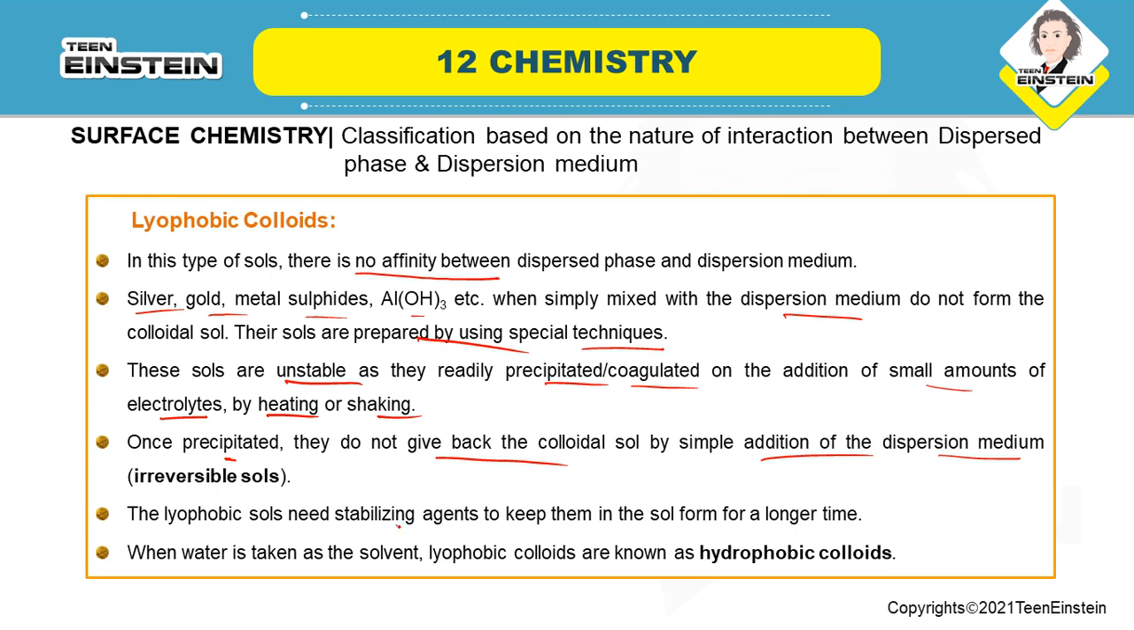They need stabilizing agents so that we can keep them for longer time to increase their lifetime. And just as we have mentioned before, when water is taken it will be called hydrophobic, but the main part is this portion, that is phobic. When water is present it is hydro. So these are the two types, that is, we have classified colloids on the basis of whether affinity is present between dispersed phase and dispersion medium or not.